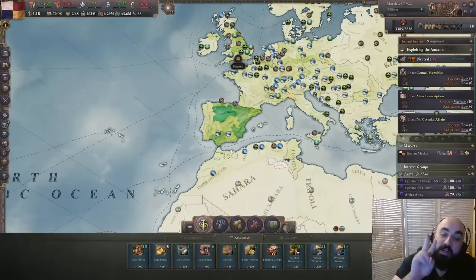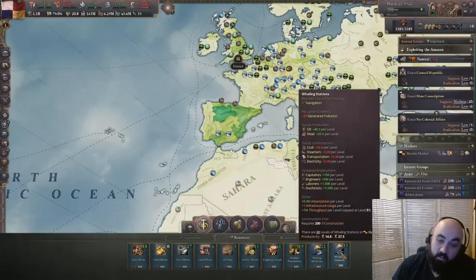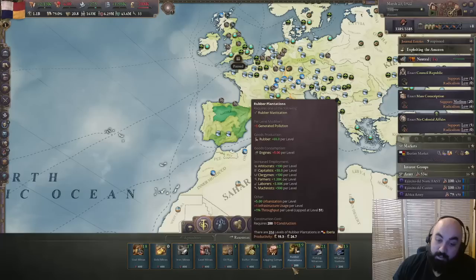But there are two industries that really stand out, and that is the logging camp and the fishing wharves and the whaling stations, which I just conceptually lump in with the fishing wharves. And the reason why these are so spectacular is because they only cost 200 construction. You see this? 200. And unlike the rubber plantations, they are owned by capitalists. Now, the rubber plantations are fantastic because the PMs are really good and you want to auto-expand them anyways.